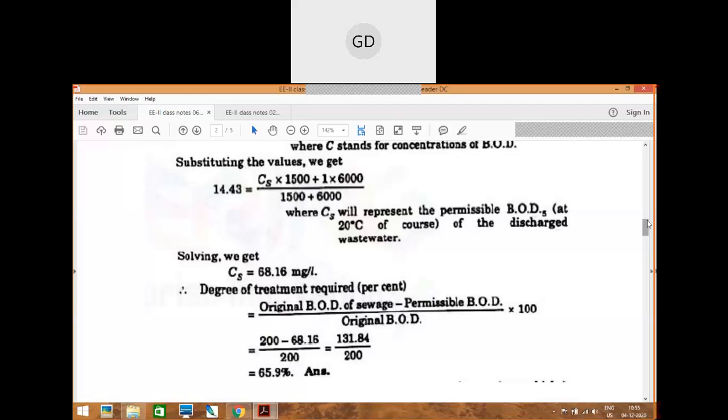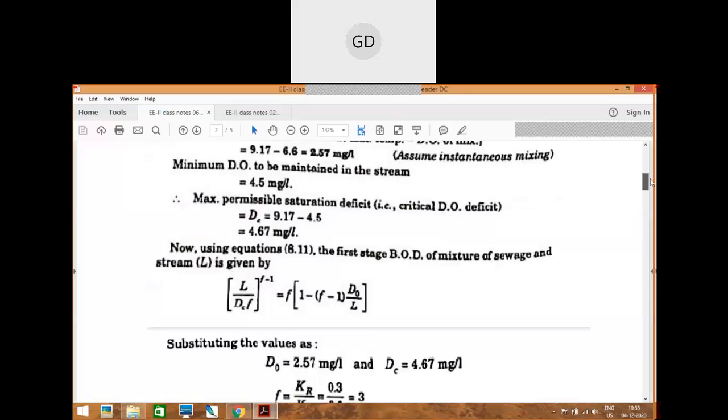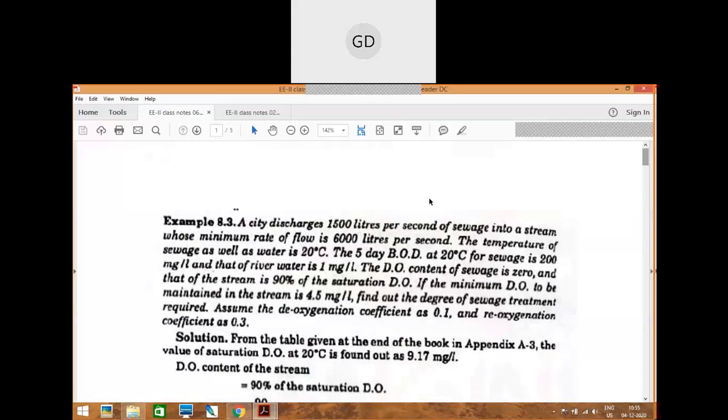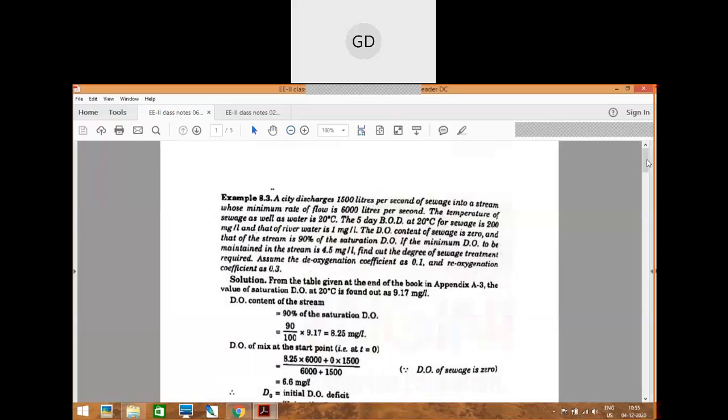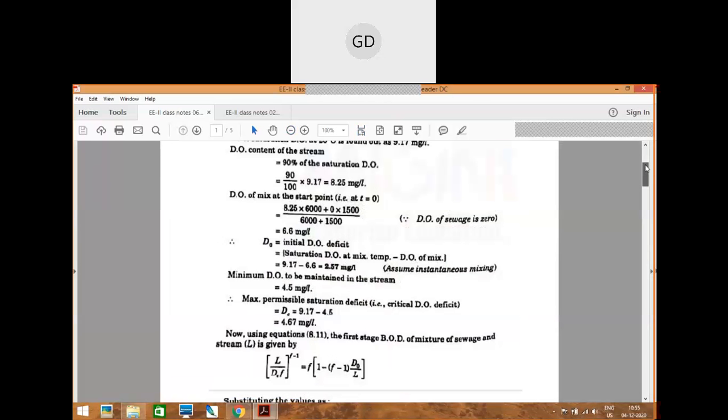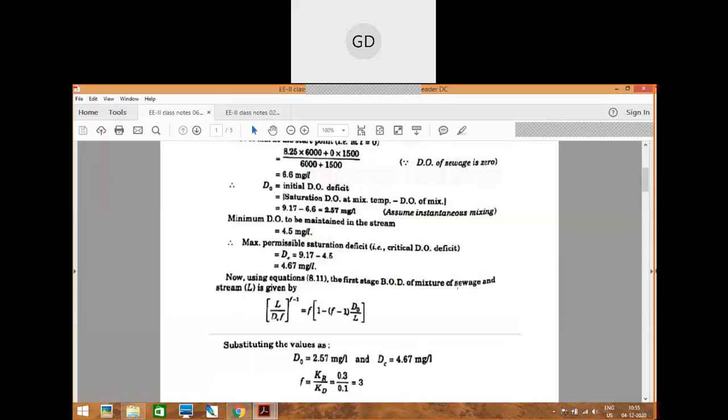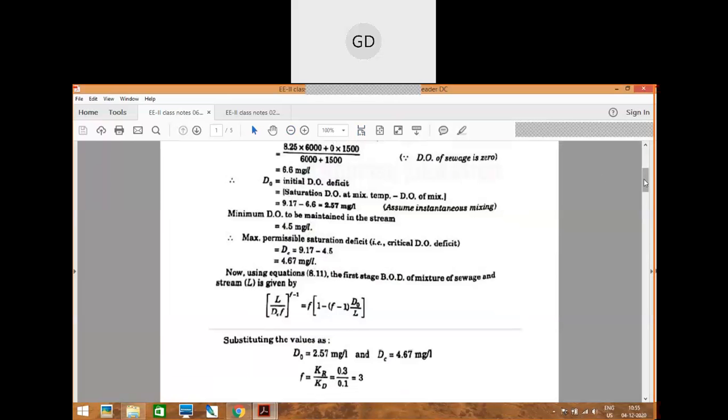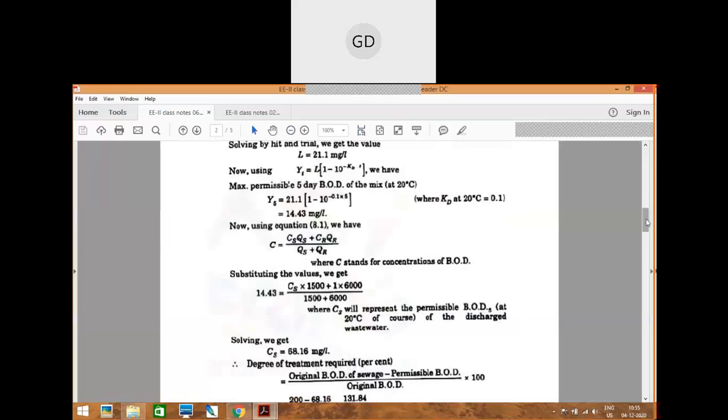Okay, so this question is not very tough, but you need to know the steps which you should be doing after what. Then you should remember the formula for the BOD of mixture, that is reoxygenation and deoxygenation. You should remember the formula. After that you can continue with your numerical.